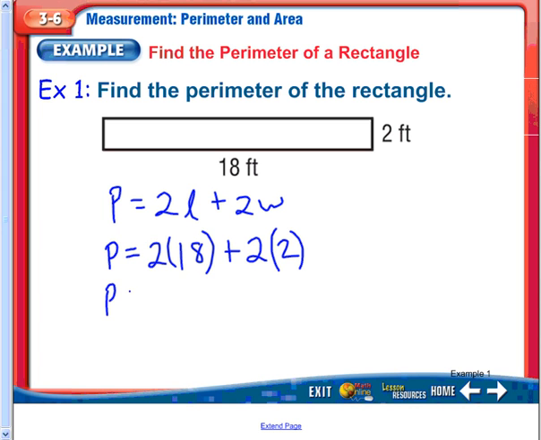Now I need to follow order of operations to simplify. 2 times 18 is 36, plus 2 times 2 is 4. Simplify again. Perimeter equals 36 plus 4 equals 40. For my units, since I'm finding the distance around, I'm going to use the units that were given, which is feet. So in this problem, the perimeter equals 40 feet.